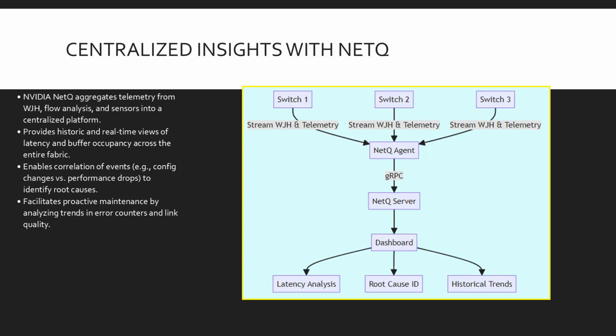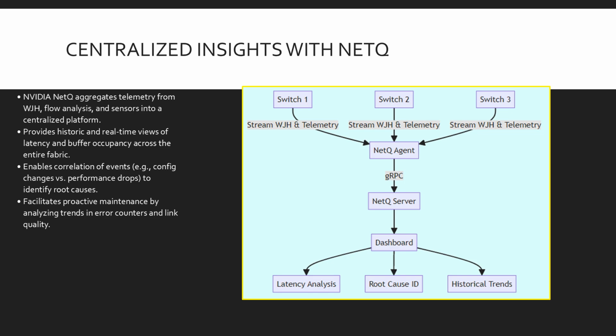Finally, we bring all this data together in NVIDIA NetQ. NetQ is a modern operations toolset that aggregates the streaming telemetry from WJH and other sensors. It provides a centralized dashboard where you can visualize flow latency and buffer occupancy across your entire fabric. Instead of hunting through logs on individual switches, NetQ allows you to correlate events, like a configuration change leading to a performance drop, and analyze historical trends. This holistic visibility transforms network operations from reactive troubleshooting to proactive optimization.